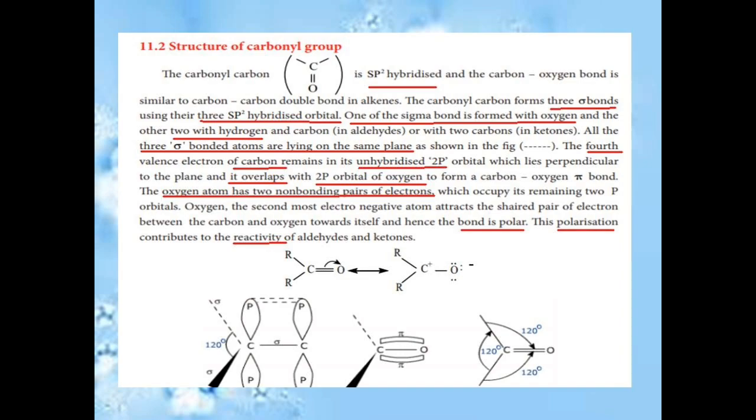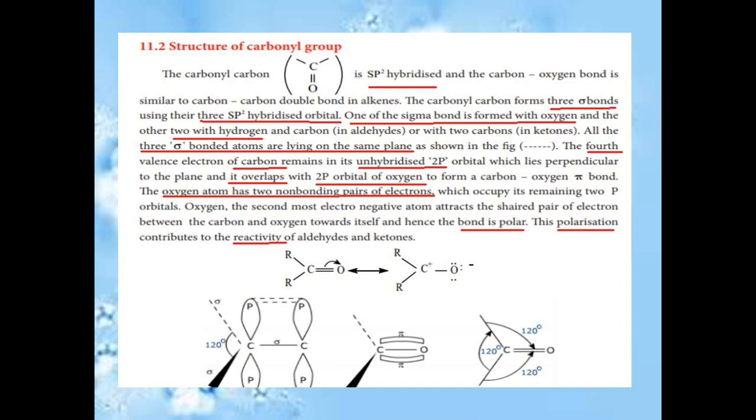Those 3 bonds are in the same plane. The fourth valence electron of the carbon is present in the unhybridized 2p orbital, which is perpendicular. It is indicated in the diagram. The unhybridized 2p orbital overlaps with the 2p orbital of oxygen, so that it forms the pi bond.